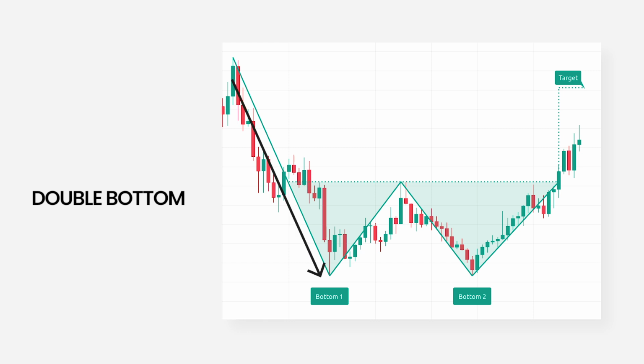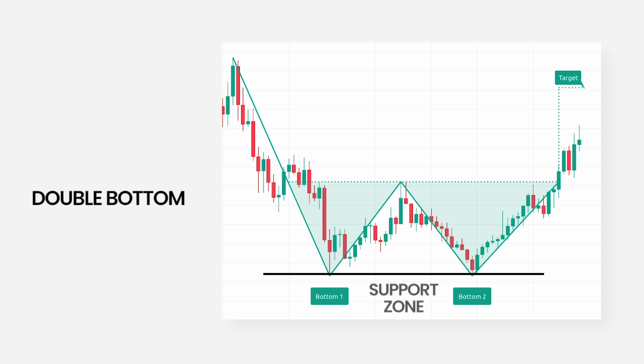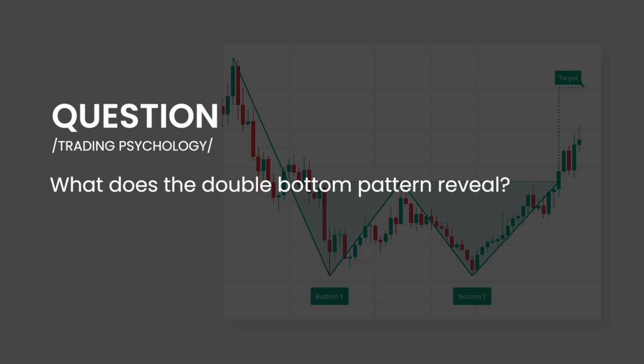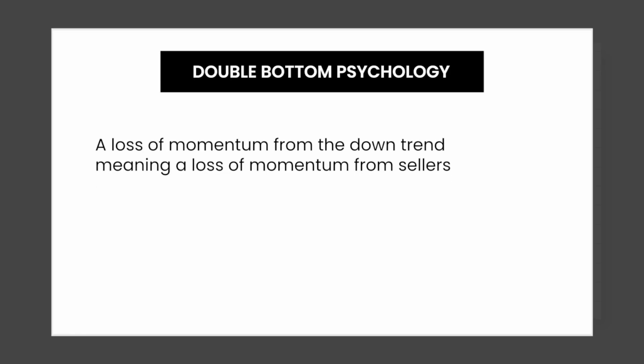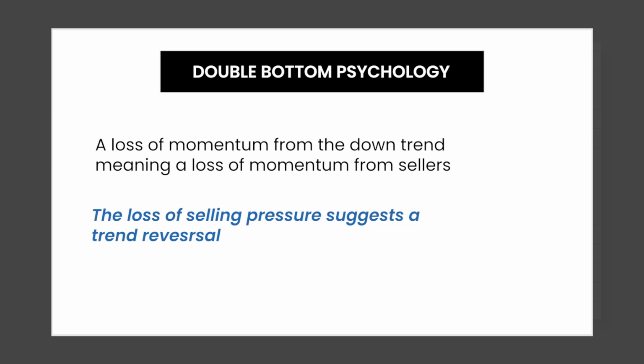Price trends downward before forming two matching lows. These lows create a support zone, while the high between them becomes the neckline. So, what does the double bottom pattern reveal? It shows that sellers failed to push the price lower, signaling a momentum shift. This loss of selling pressure suggests a possible trend reversal.